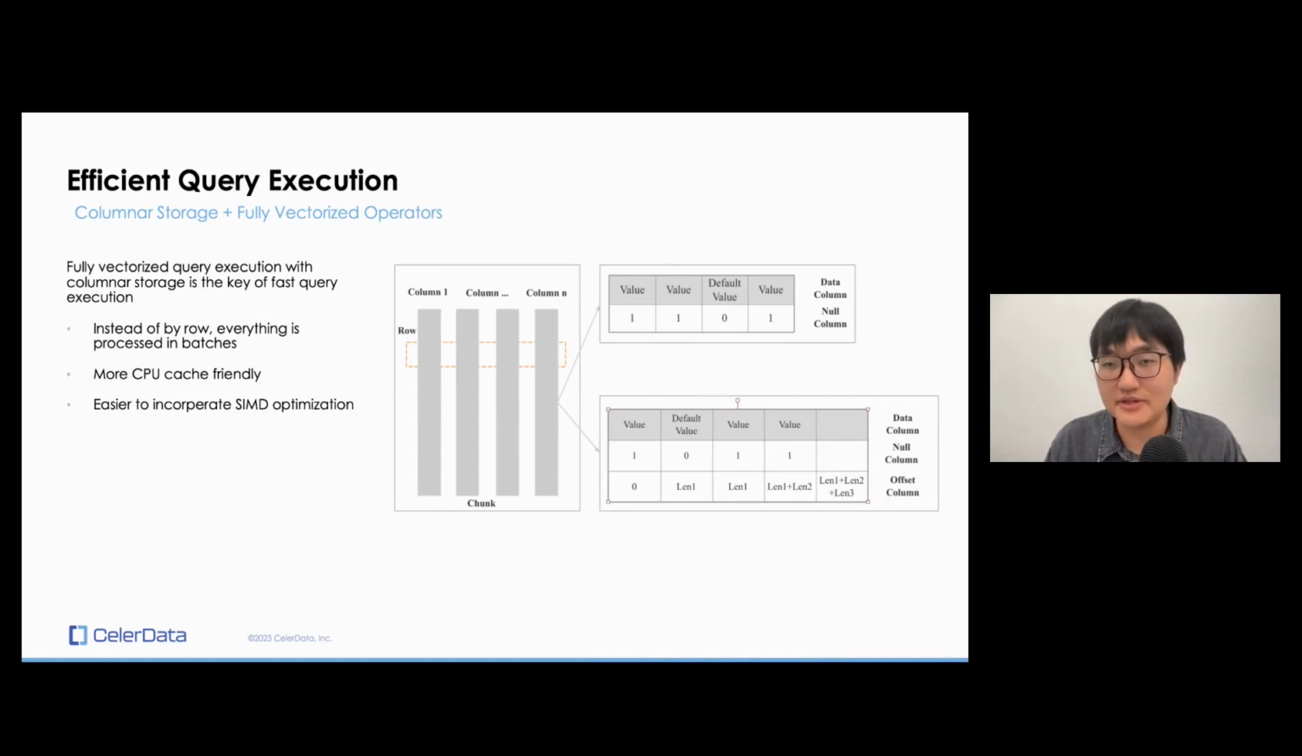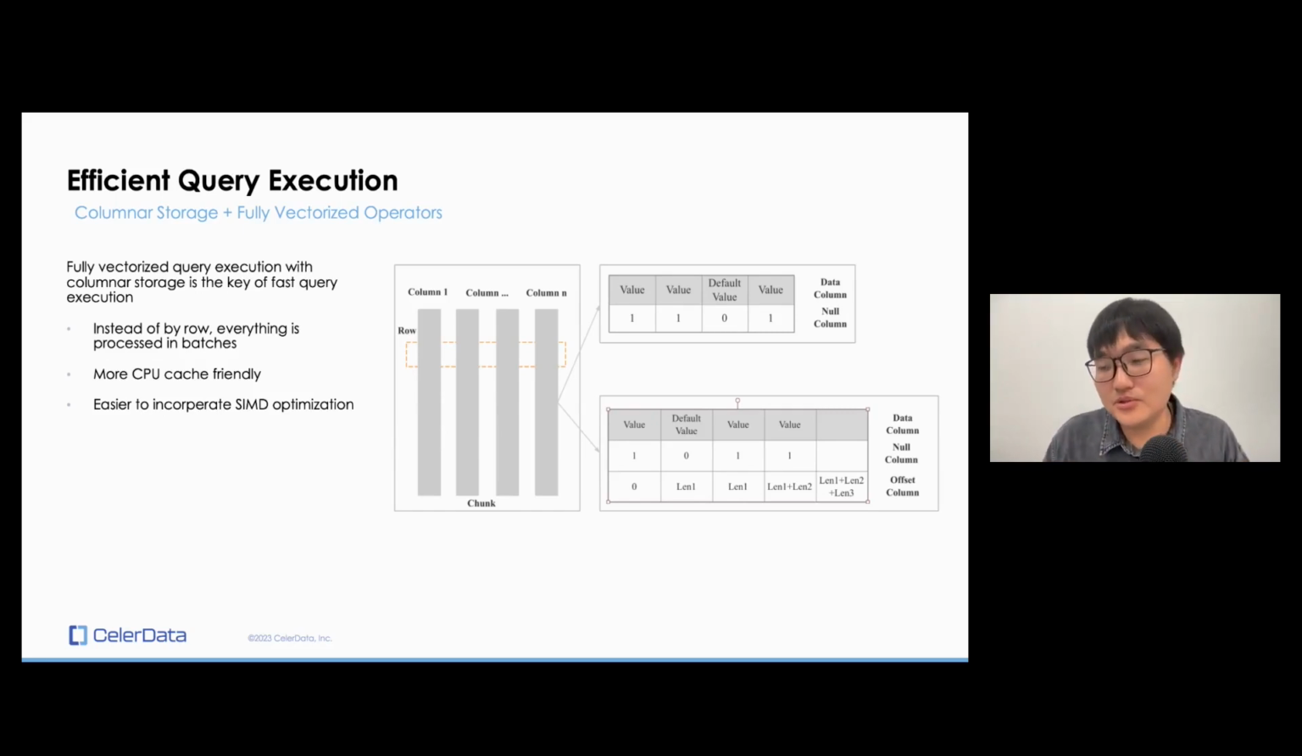A fully vectorized operator means that every single one of our operators is vectorized. And columnar storage basically means in your storage engine, instead of storing your data in a row format, you store them in a columnar format, right? And what is a vectorized execution? It's that in your memory, instead of processing everything by row, you process them by column, right?